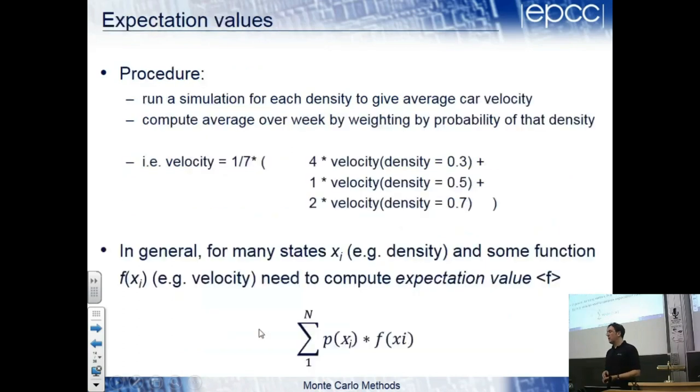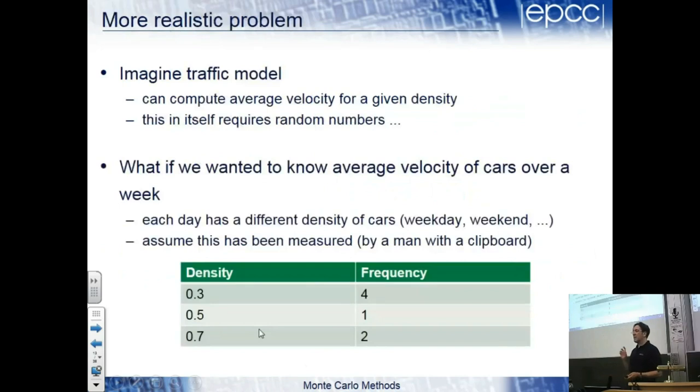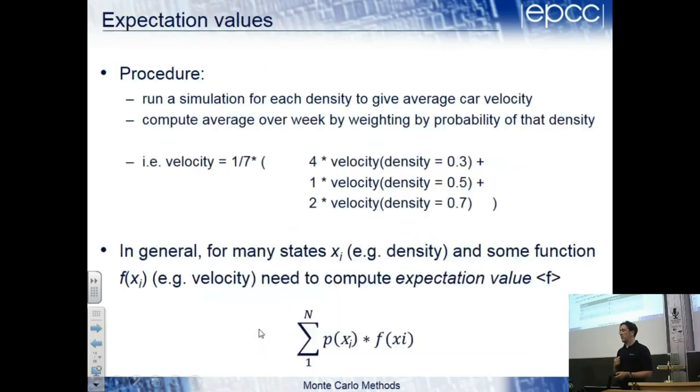What I could do is run a simulation for each density and compute the average by weighting by the probability of that density. So although there are 7 days, I only need to run 3 simulations. I need to run the simulation at 0.3, 0.5, and 0.7. But when I compute the average velocity of the week, I need to make up for the fact that there's actually 4 days where the density is 0.3, and 1 day where the density is 0.5, and 2 days where the density is 0.7, sorry.